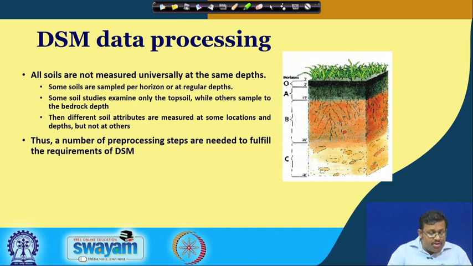All soils are not measured universally at the same depth. Some soils are sampled per horizon or at regular depths. Some soil studies examine only the topsoil, while others sample down to the bedrock depth, and different soil attributes are measured at some locations and depths, but not on others. So you can see a huge amount of heterogeneity as far as this legacy soil data is concerned. Thus, a number of pre-processing steps are needed to fulfill the requirements of DSM.